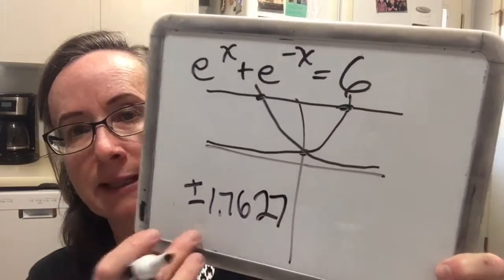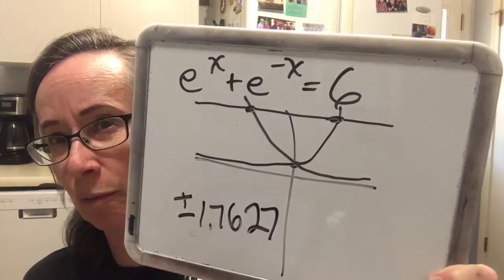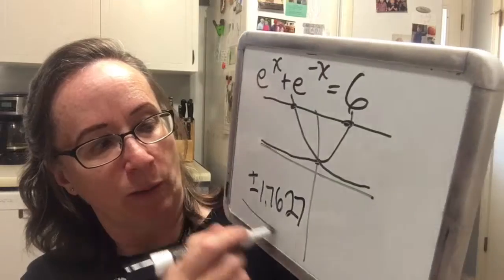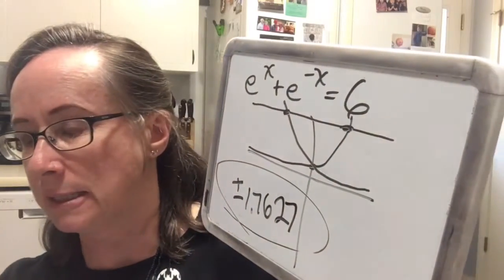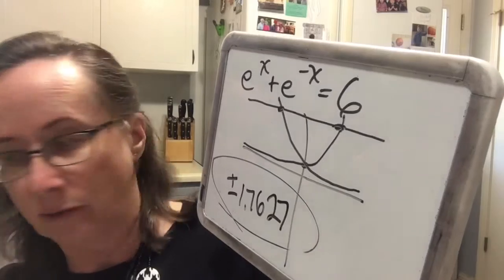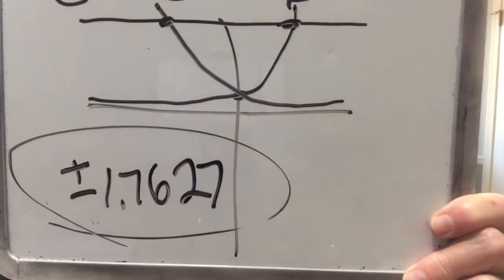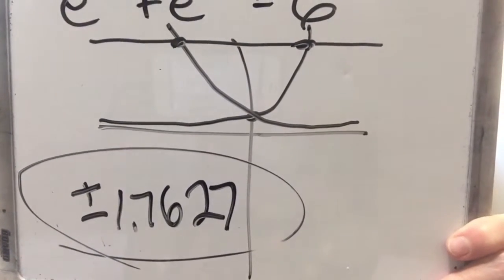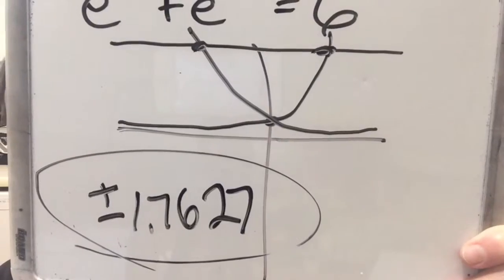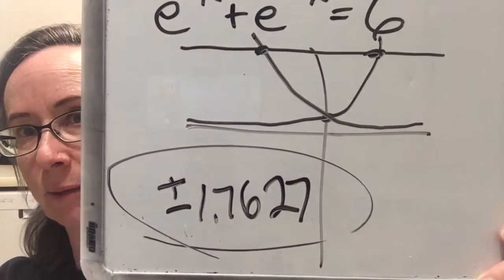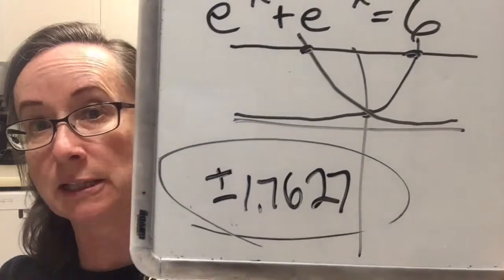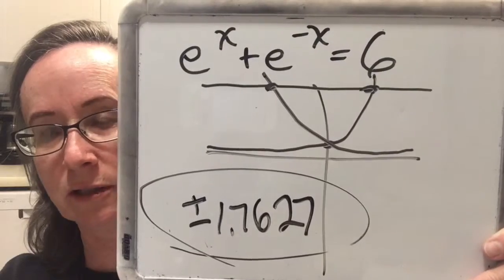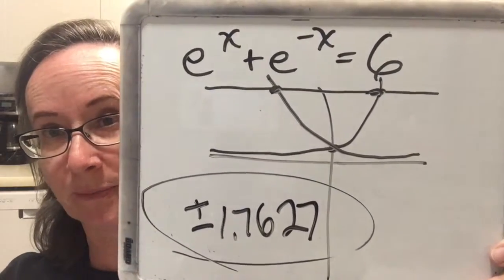So remember, these are the x values of each one of those points. The y values of both of those points are 6 because that's the intersection line. So we get x is plus or minus 1.763, and that is the answer. When you round this to 3 decimal places, that would be correct. Okay, so 4 decimal places is always good. I prefer 4, but this one did it in 3, which is fine. Okay, so there is your answer, calculator problem.